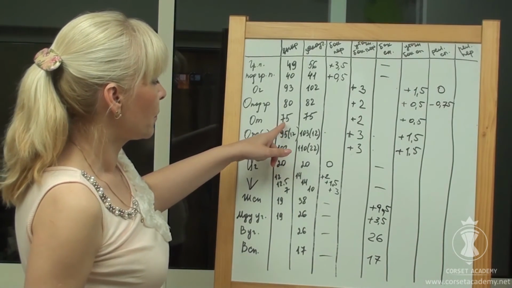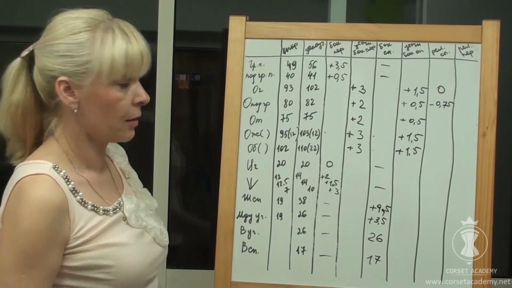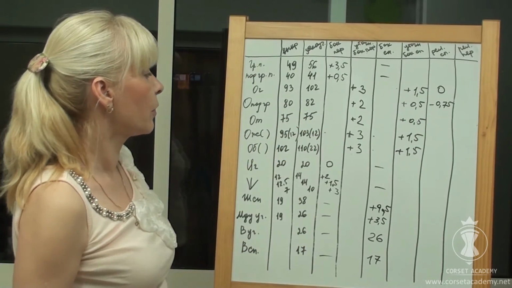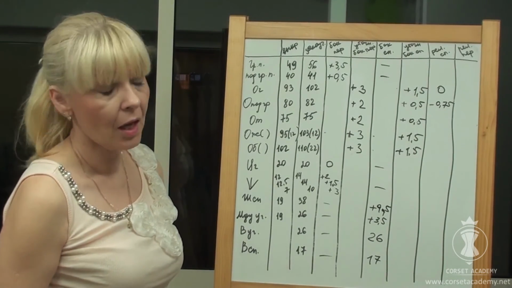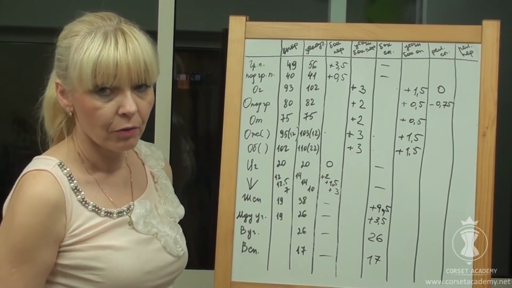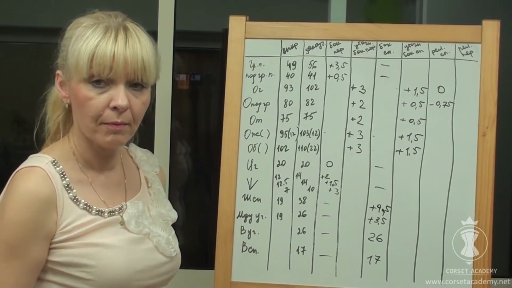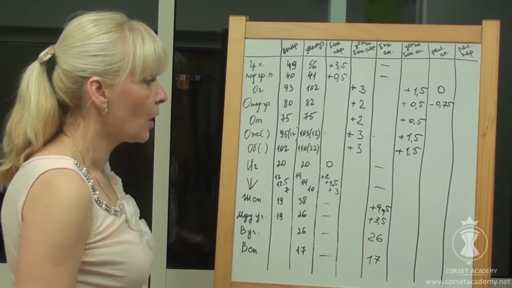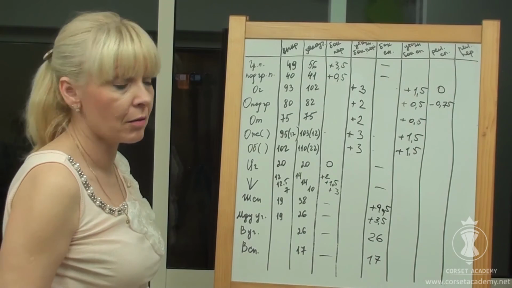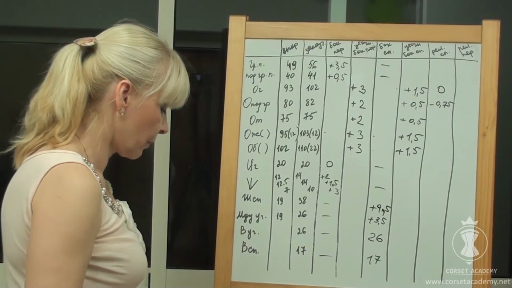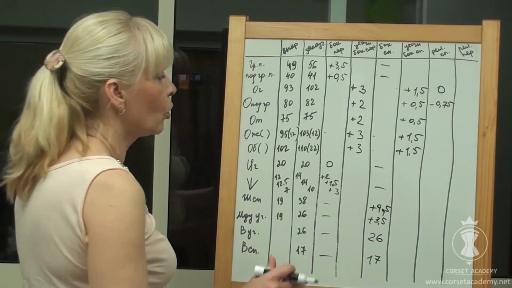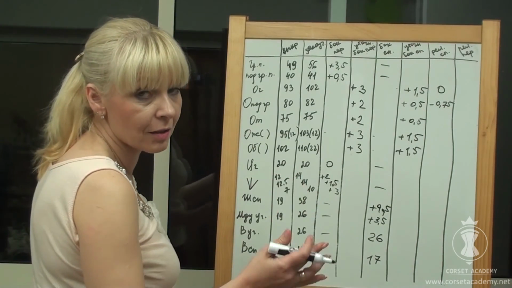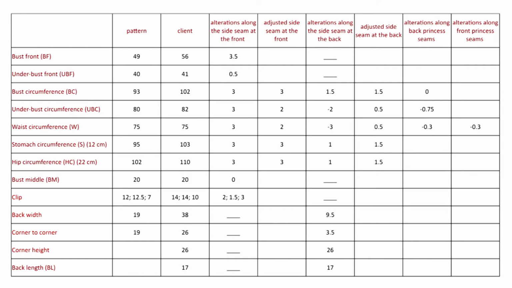We can use the front princess seams starting from the waistline, which means this 5 centimeters can be distributed between the 4 raw edges of the back princess seams and the 4 raw edges of the front princess seams. I divide the value by 8. Now, I know that I need to shift each side of the front and back princess seam by 0.6 centimeters inwards. I write -0.6 centimeters in the table.